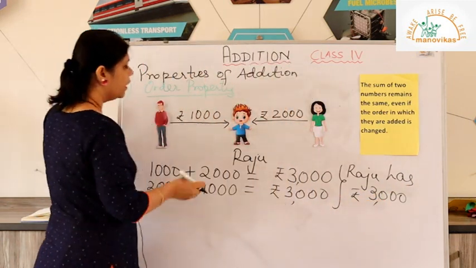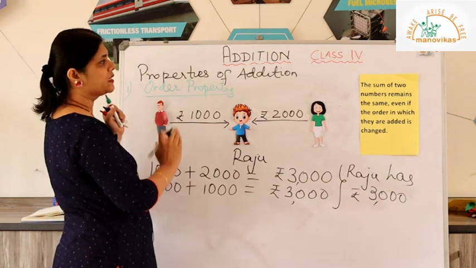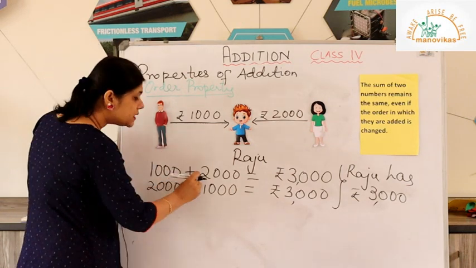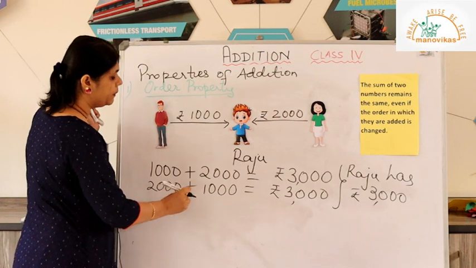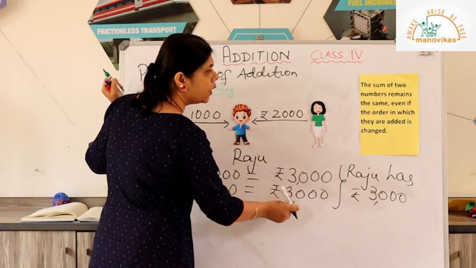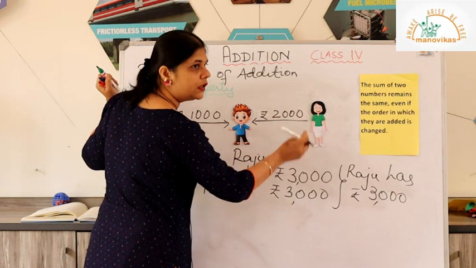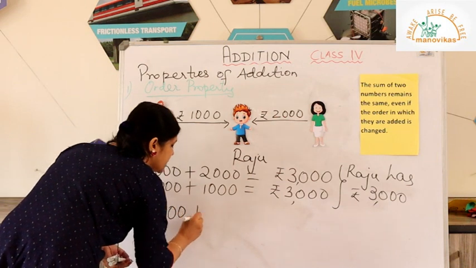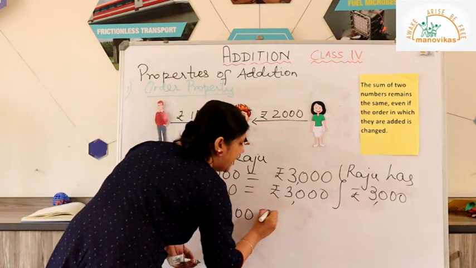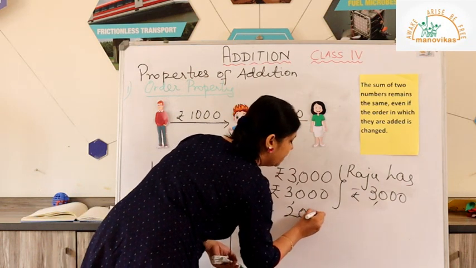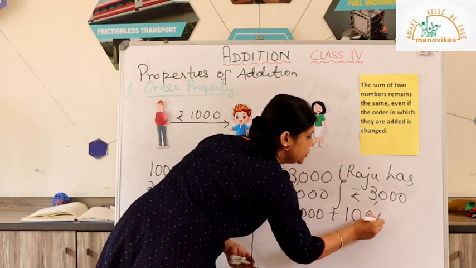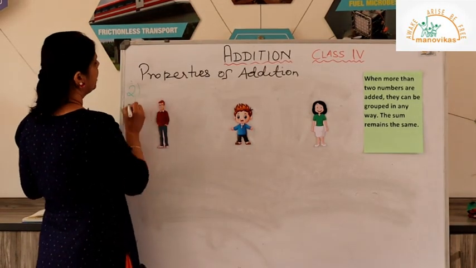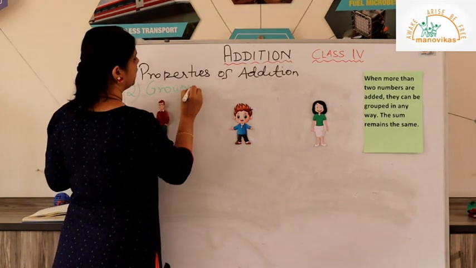Right? Now, this example clearly explains to you the property of order. Whether I add 1000 plus 2000 or I add 2000 plus 1000, the answer does not change. The sum does not change. So, I can write this as 1000 plus 2000 is the same as 2000 plus 1000. Have you understood?